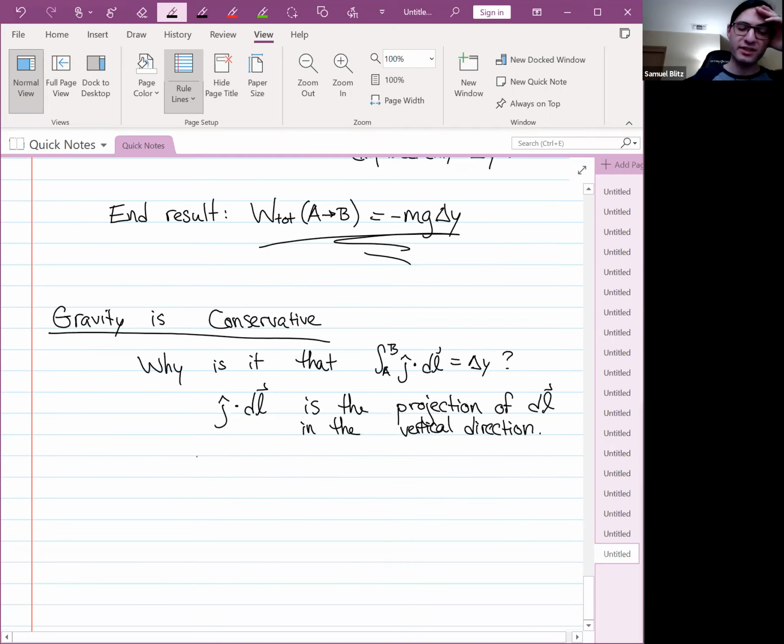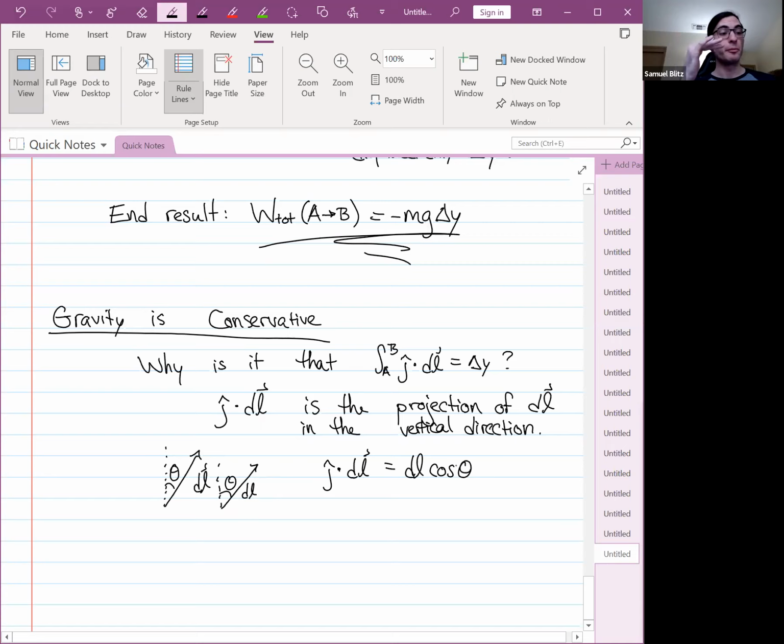So in particular, let's say that dl pointed up and to the left. And I'm going to draw a vertical line just as a reference. Call this angle theta. And dl is going to be changing; this angle is going to be changing over time, and sometimes it'll point the other direction and so on. But importantly, j dot dl is just dl times cosine of theta, right? Where theta is the angle that dl makes with the vertical.